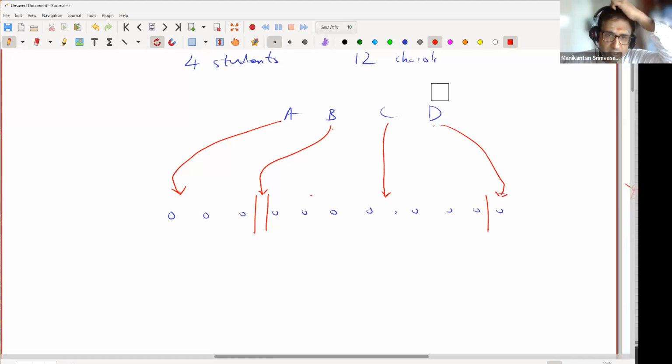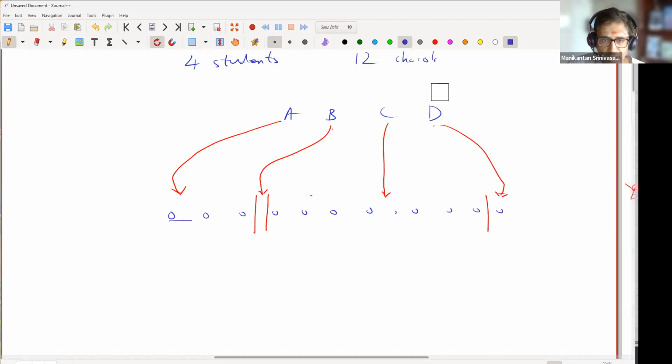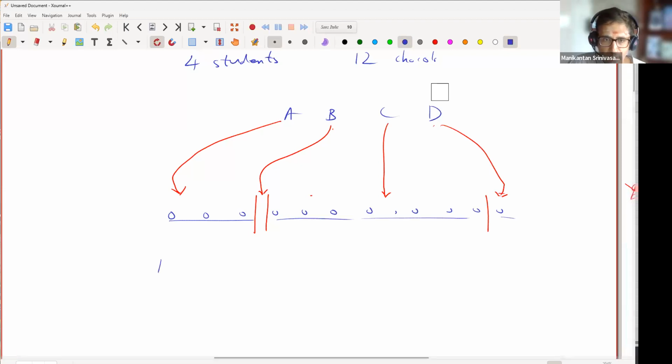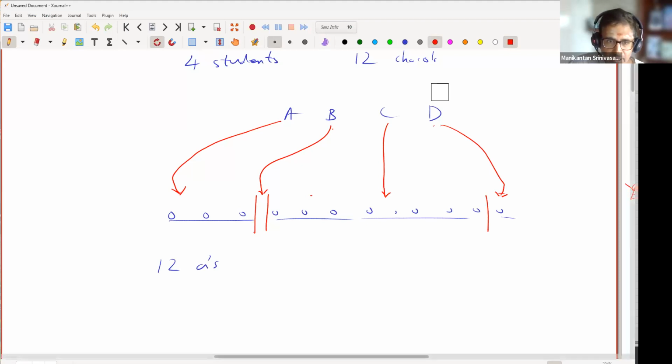So there are a couple of illustrations where I can put the bars next to each other also. So the problem reduces to how many ways can I just treat these as A's and B's, right? So there are 12 A's, and there are 3 B's. Why 3? Because it's 4 minus 1 B's. There are 4 students, and therefore there's only 3 doors. You need to make 4 partitions.